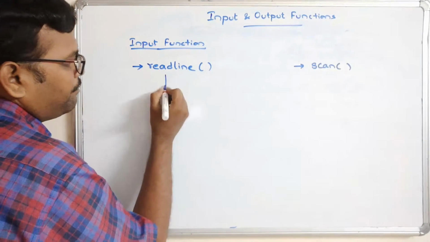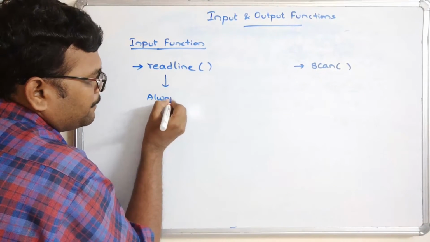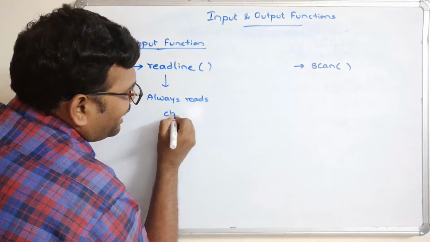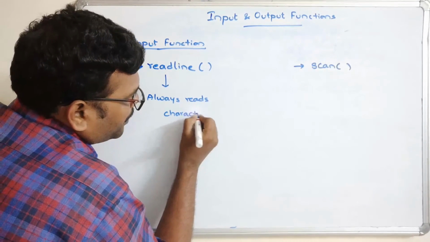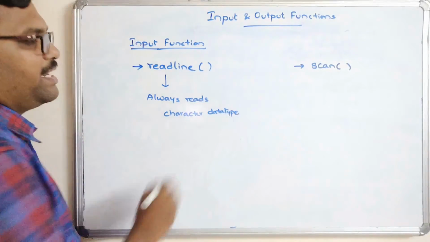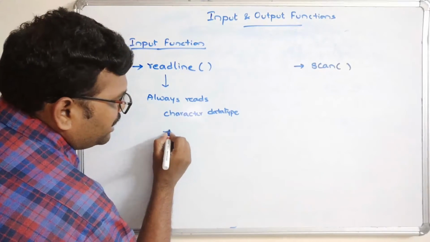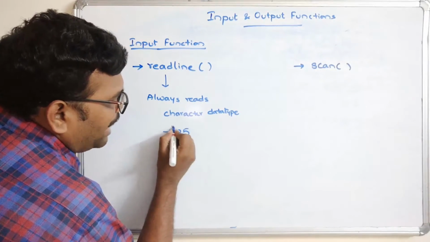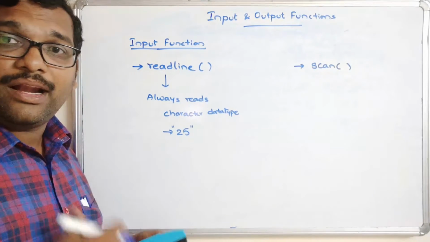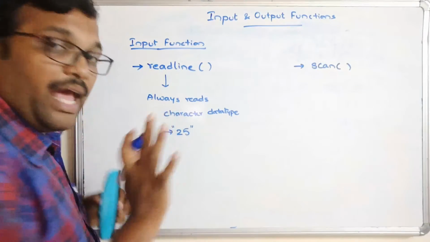Here, readline always reads character data type. So for example, if the user gives the input as 25, that will be taken as a character. Whatever data we read using the readline function will be stored as a character.